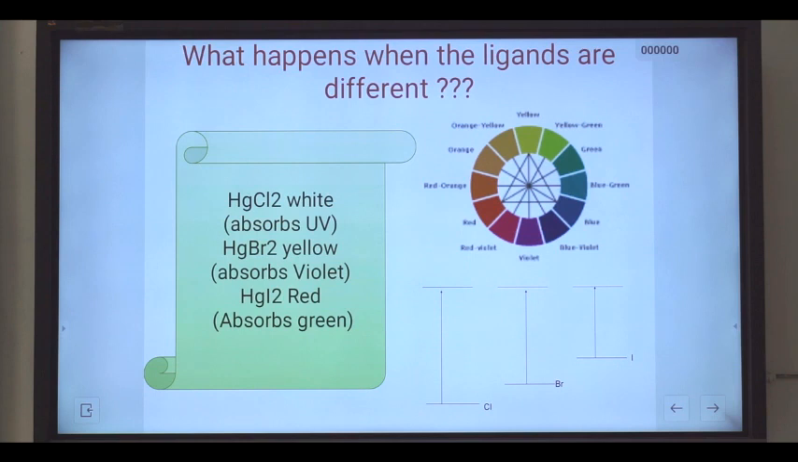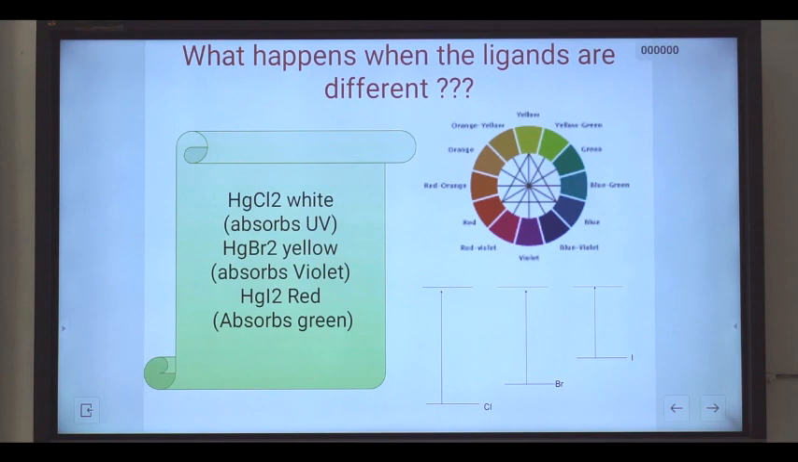Like in the right side diagram, one is chlorine, next is bromine and other is iodine. Whenever the transition takes place from the ligand to metal, what will happen? It happens with the delta E, that is the distance between the ligand and the metal. In case of HgCl2, delta is more, so that is why it absorbs the UV region or it is white in color. Whereas in case of HgBr2, from ligand to metal transition, the band gap or the band distance gets reduced, so that is why HgBr2 appears yellow in color.